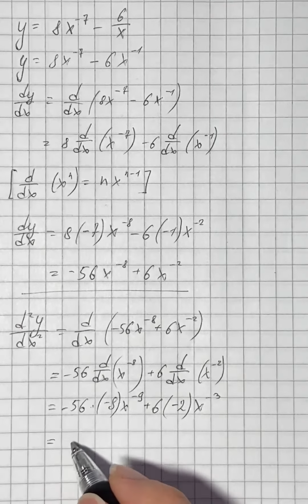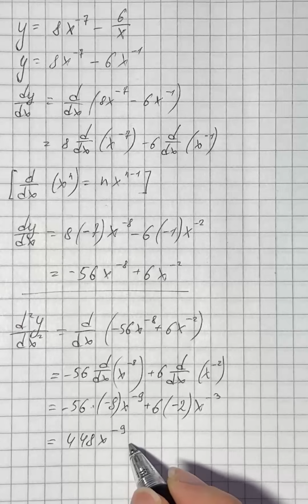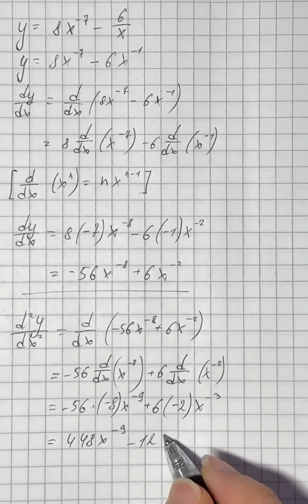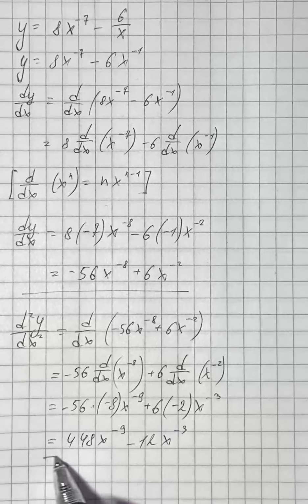So that's going to be 448x to the power of negative 9 minus 12x to the power of negative 3. Hence, this is our second derivative.